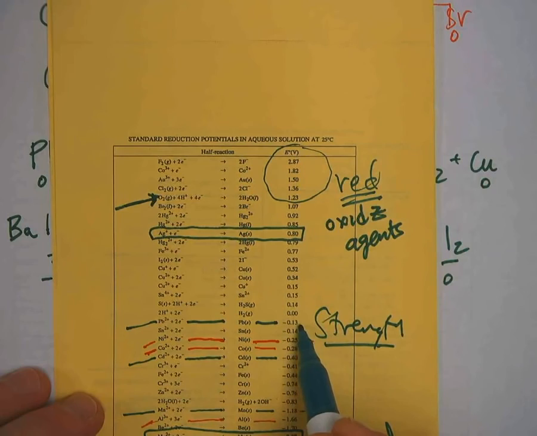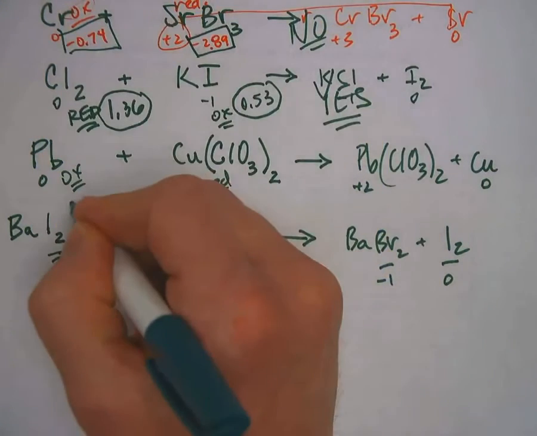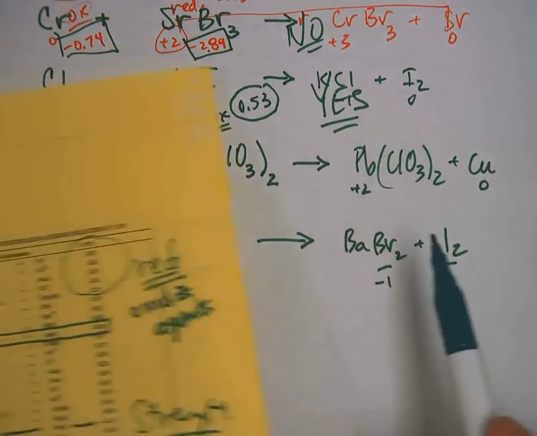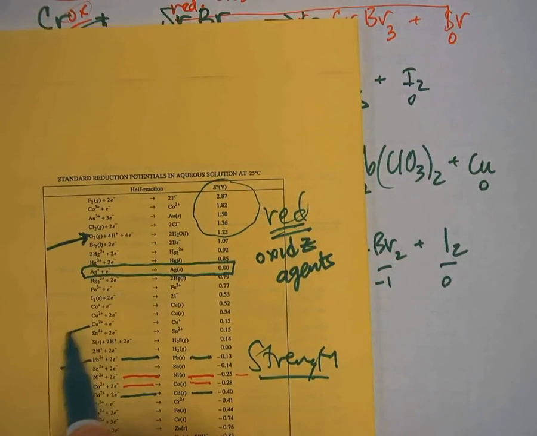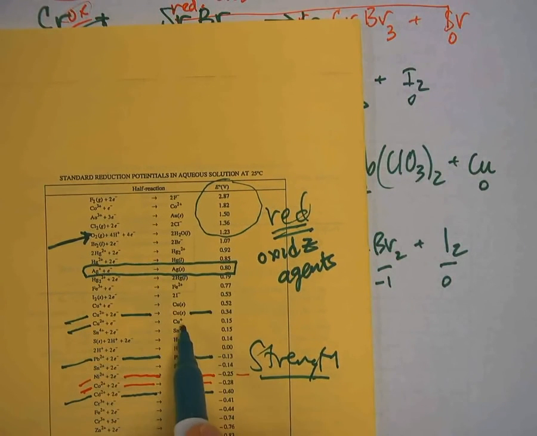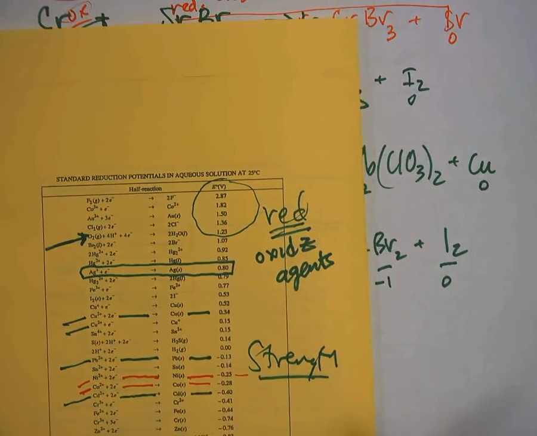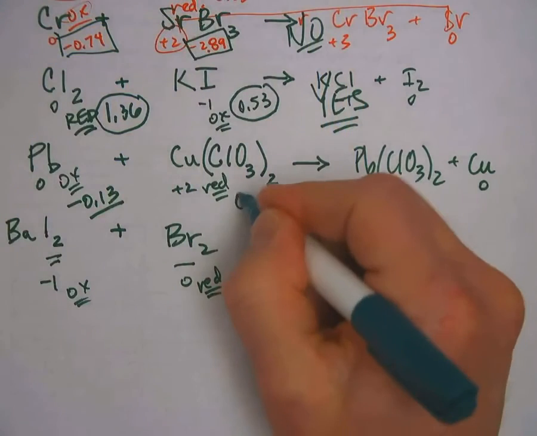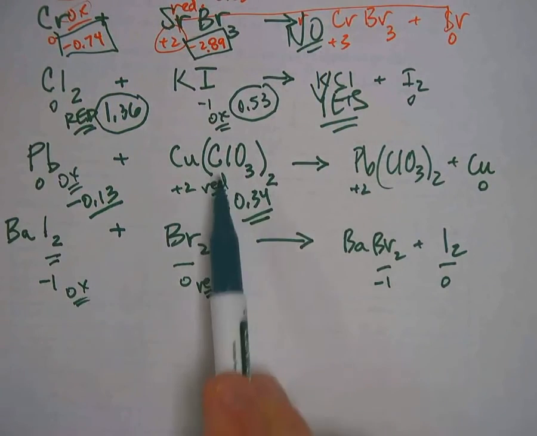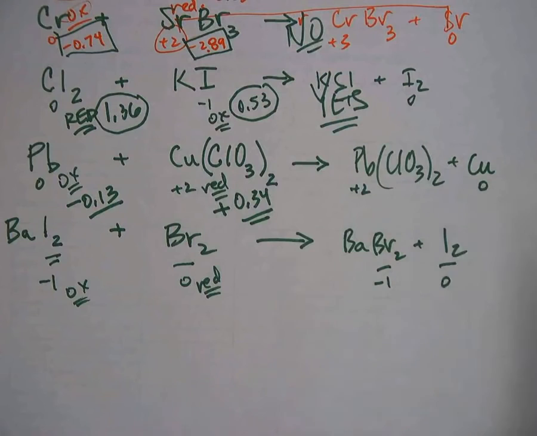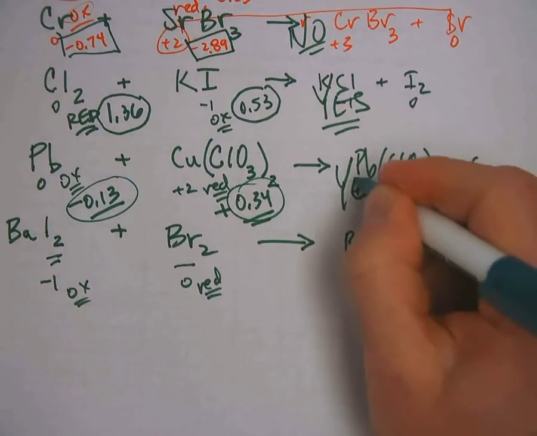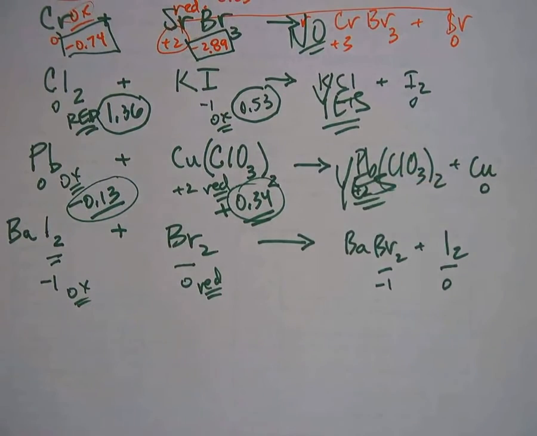Negative 0.13. Let's find copper, and this is copper plus 2 now. Copper plus 2 going to copper solid. Be careful, there's a copper going to copper plus 1 as well. Positive 0.34. Is copper the thing that's being reduced? Yes. And it has the higher standard reduction potential. So yes, this reaction will occur.